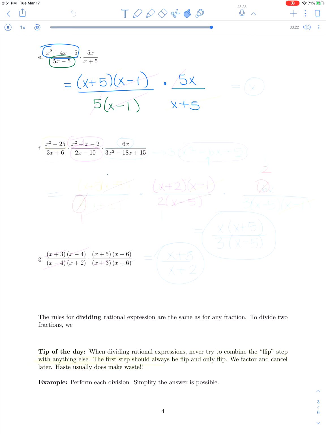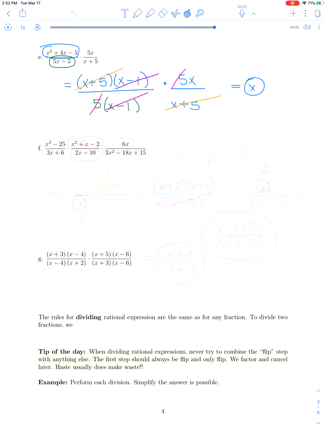Notice there is a common factor of x minus 1 on the top and the bottom that can be canceled, and a common factor of x plus 5 on the top and the bottom, which can be canceled, and one more thing, a common factor of 5 on the top and the bottom, which can be canceled, which leaves us with only an x, and it's on the top too, so we can write it as just an x as our final answer. Remember, had the x been on the bottom of the fraction, we'd have to leave it on the bottom of the fraction.